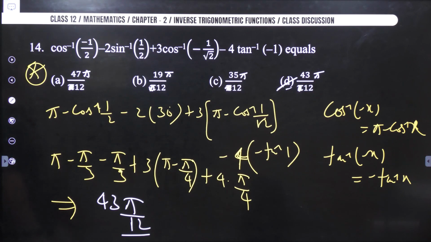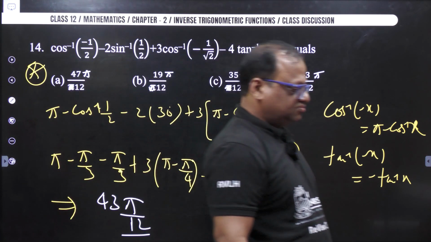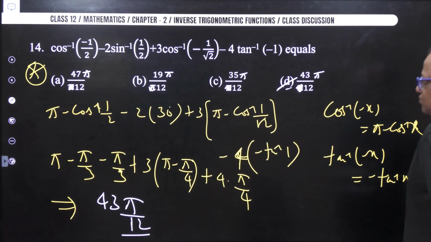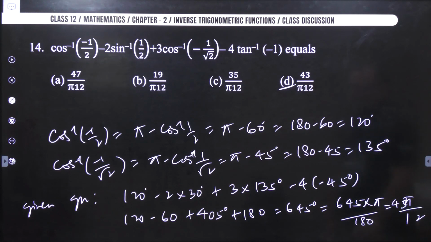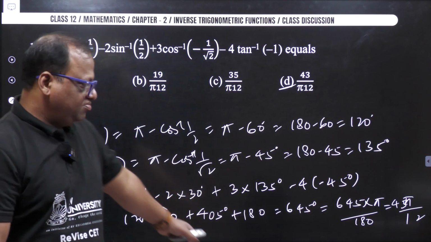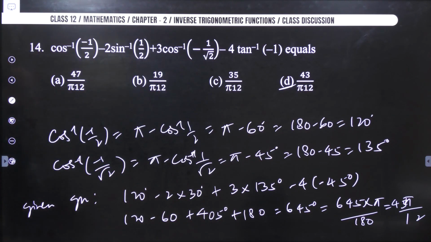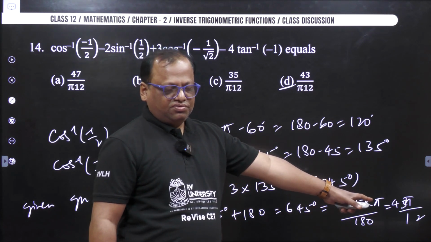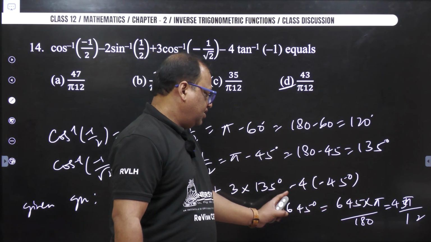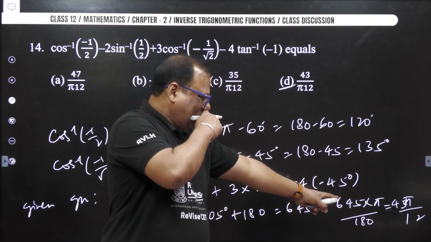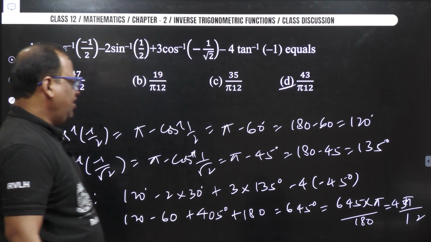Take the LCM, we'll get 12 will be the LCM. See, I have converted into degree. I have done it here. So I'm going to get 645 degree. 645 converted to radian, multiplied by pi by 180. I did 645 into pi by 180. So upon simplification, I get this answer, 43 pi by 12.